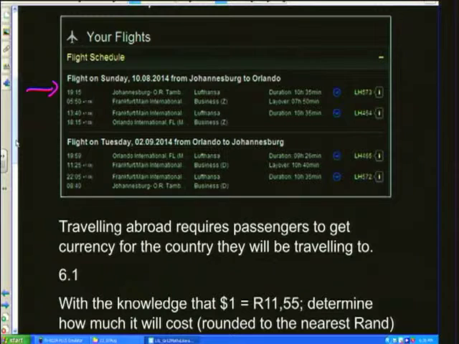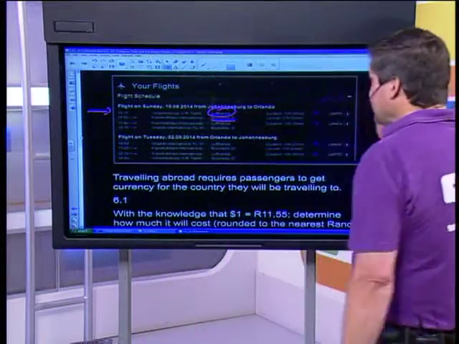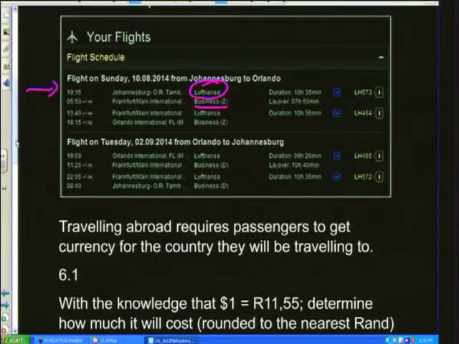So at 7:15, we're going to take off from Johannesburg OR Tambo Airport. We're flying with Lufthansa. It says business class. Hate to break the news to my family, but we're not flying business class. We're going economy, squashed up at the back. We leave at 7:15. We arrive at 6:10 the next morning. Then we sit at the airport for 7 hours and 50 minutes. Then we take off at 2 from Frankfurt, and we fly into Orlando, and we land at 6:15.